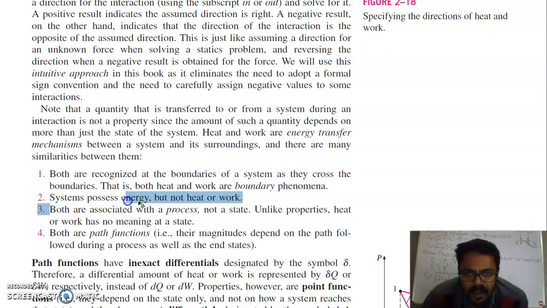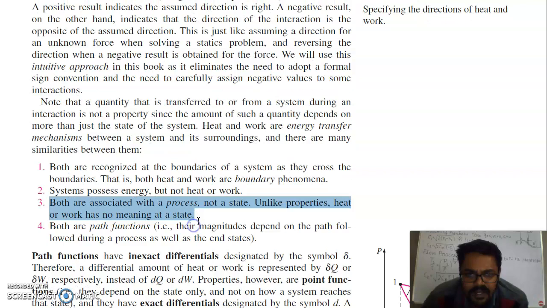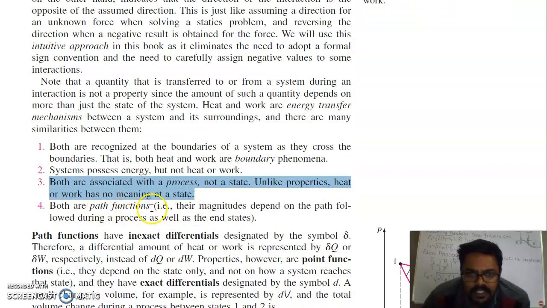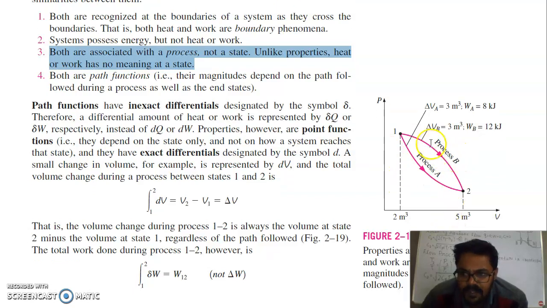A system possesses energy but no heat or work. Both are associated with a process, not a state. Unlike properties, heat or work has no meaning at a state. Both are path functions. So heat and work are path functions. You can see from this PV diagram there are two processes, process A and process B. The initial point and final point of processes A and B are the same. So the process starts from 1 and ends at 2, but it follows two different paths.